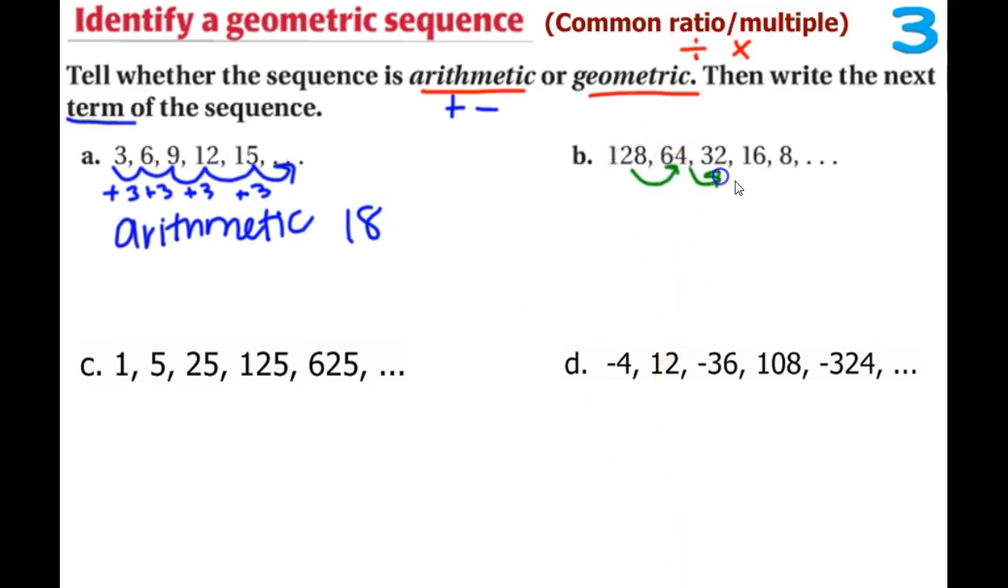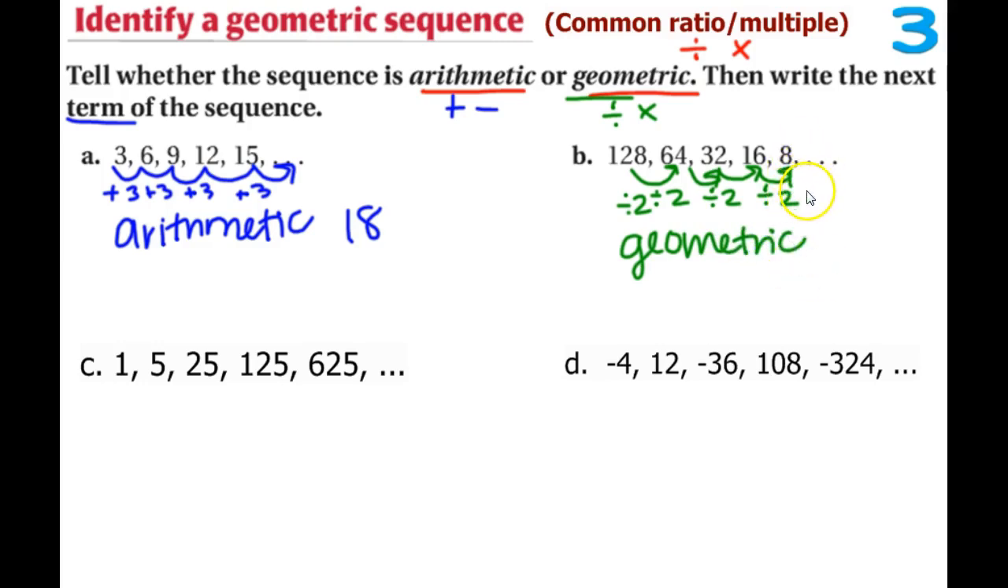Here we're getting smaller, so we're either subtracting or dividing. Well, these are getting small really quick. So if I subtract, it's not going to work the same thing all the way across. So if I divide, it's hard to tell up here, but 32 divided by what is 16? Well, divided by 2. 16 divided by 2 is 8. It works all the way across, so this is what we call geometric. And then if I divide by 2 again, 8 divided by 2 would give me 4.